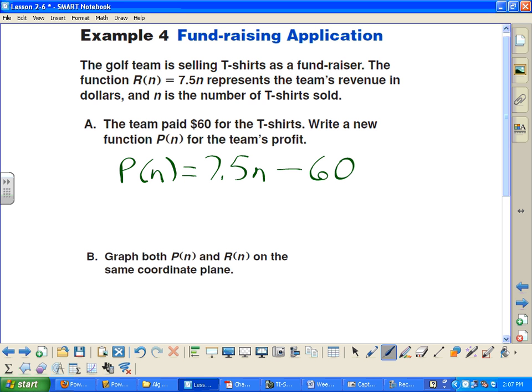Okay? Yep. So the y-intercept is going to be -60. All right? That makes sense, right? Okay. All right. And here's the thing. Profit is always revenue minus expenses or minus costs. Okay? My revenue is $7.50 a T-shirt, and they had to pay $60 for the T-shirts.